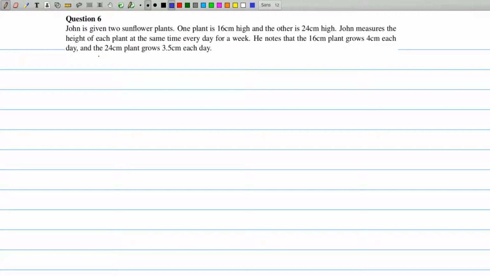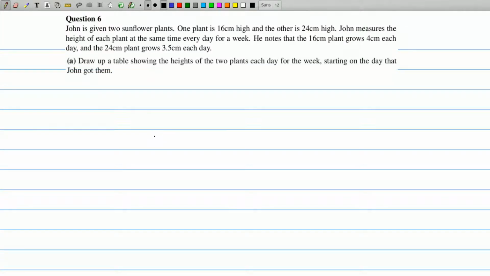In question 6 we're told about this guy John. He's been given two sunflower plants. One of them starts out 16 centimeters high, the other starts out 24 centimeters high, and he measures the height of the plants at the same time every day for a week. The shorter one grows 4 centimeters each day, and the taller one grows 3.5 centimeters each day, at least for that first week.